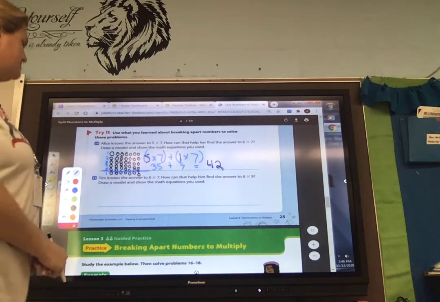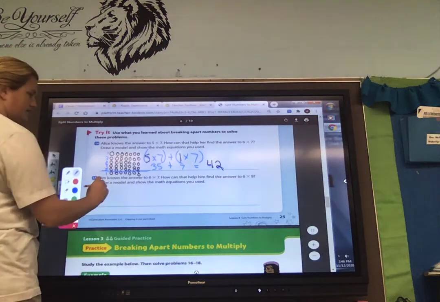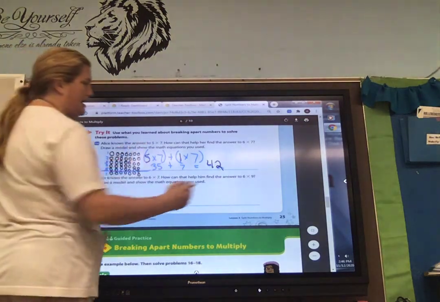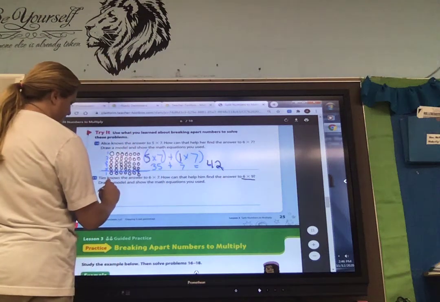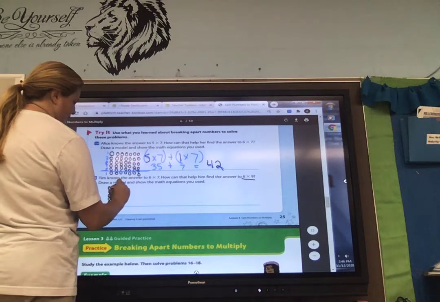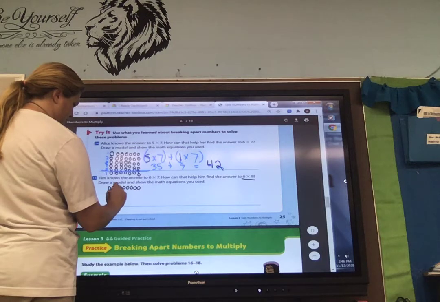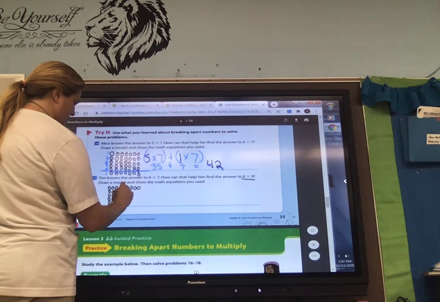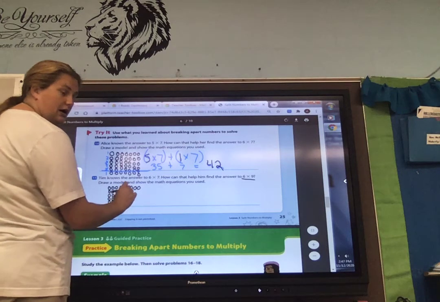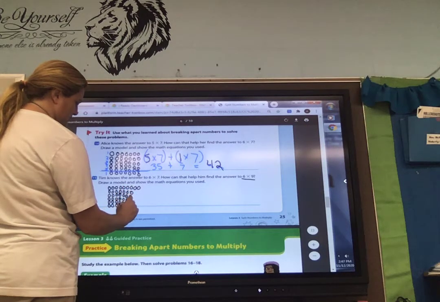Number 15. Tim knows the answer to 6 times 7. How can that help him find the answer to 6 times 9? All right, so let's draw a model. So again, we need a 6 by 9 this time. We want 6 and 9. Got 6 rows and 9 columns. Takes just a minute to get all those 9 columns. That's a lot of columns, isn't it? Remember, rows we're going to draw first. Columns we draw second.